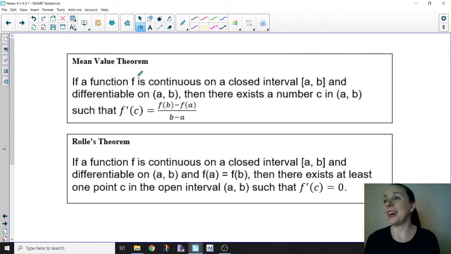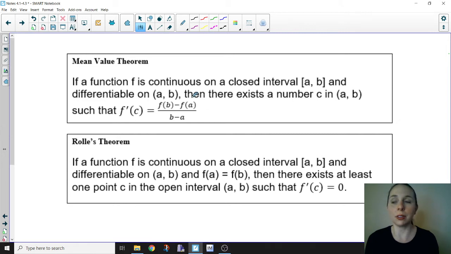Okay, so the mean value theorem says that you have a continuous function on a closed interval and the function is differentiable on the open interval. So we don't need to worry about differentiability at the endpoints, but it needs to be differentiable at any point on the interior of the interval.